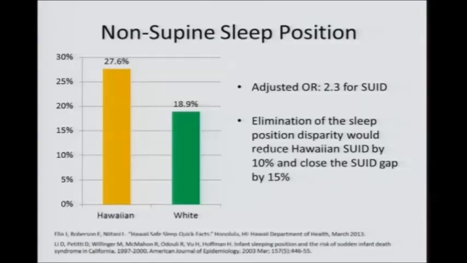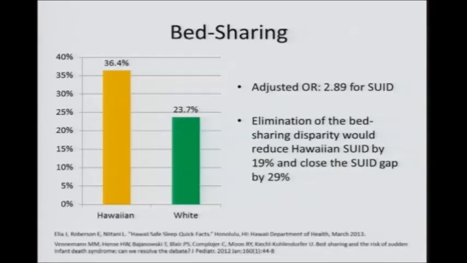Non-supine sleep position had a bigger effect. It would reduce the Hawaiian SUID rate by 10% and close that gap by 15%. Bed sharing, though, actually had the largest effect. Elimination of the bed sharing disparity would reduce the Hawaiian SUID rate by 19% and close that gap by 29%.